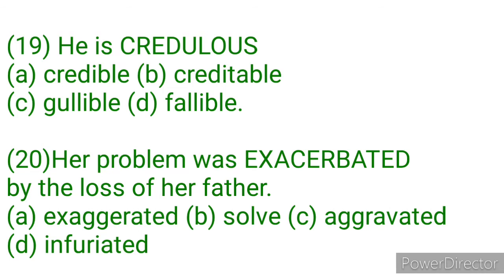Now let's look at the options. Option A, exaggerated. The word exaggerated means to make something appear bigger or better than it really is. Now option B, solved. To solve a problem means to find answers or a way of dealing with the problem, which is not the correct answer.